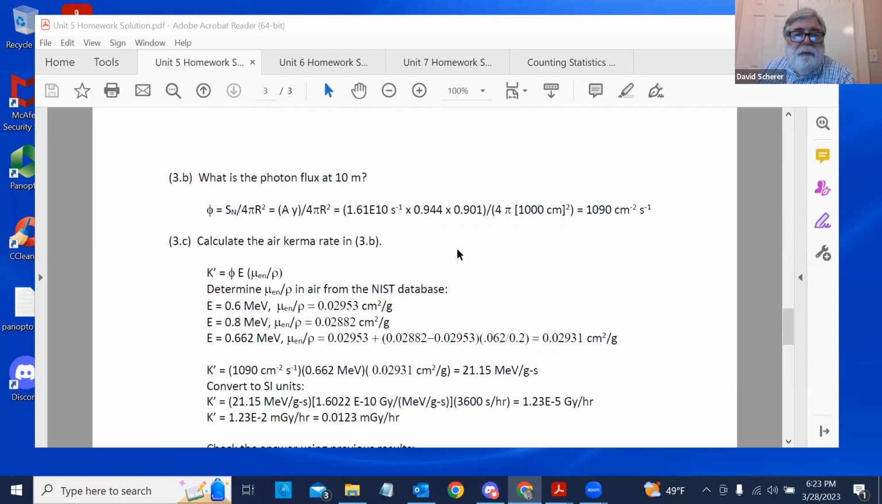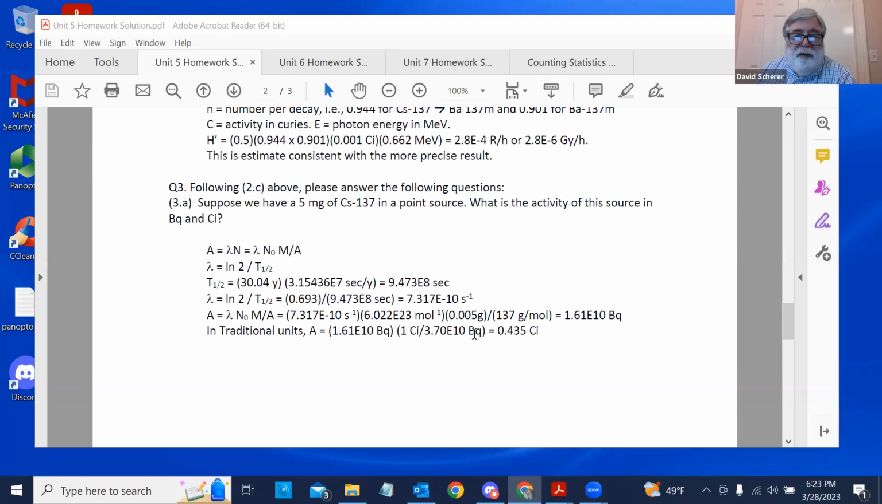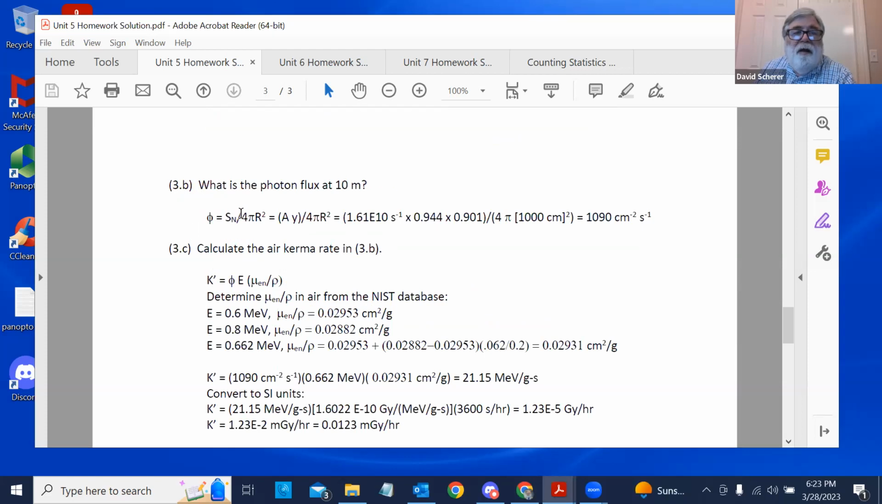Okay, so the next question is, with this activity, this many decays per second, what's the flux? The flux is the number of photons emitted divided by 4 pi r squared, the whole area of a sphere. Now, some people forgot that when it's not just the number of decays per second, you have to multiply by how often a photon is emitted.